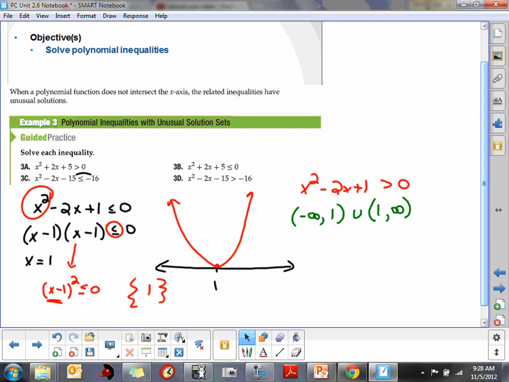So just be aware that you can have unusual solution sets. Make sure that you look at your graphical evidence and put it together along with your interval notation.